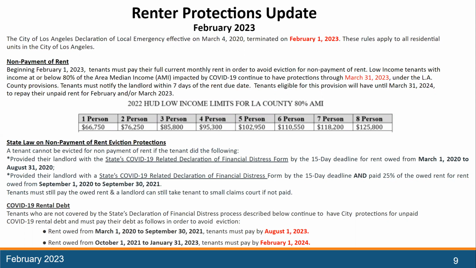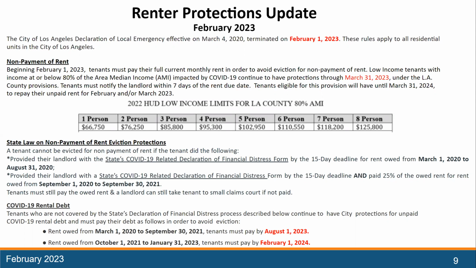For your reference, we have included an income chart for 2022. The income chart shows the total amount of income per household depending on the total number of persons in that household that would qualify as at or below 80% of the area median income.